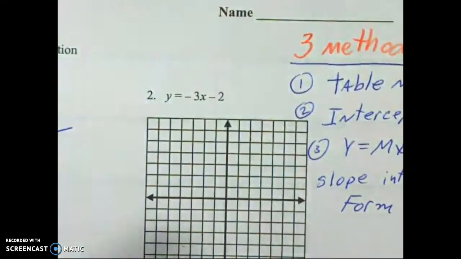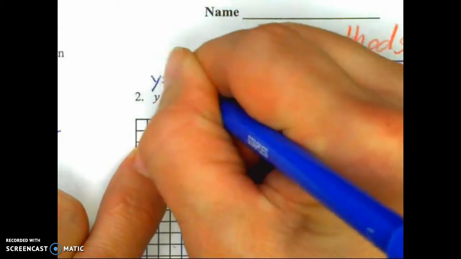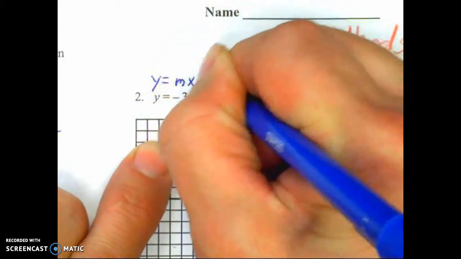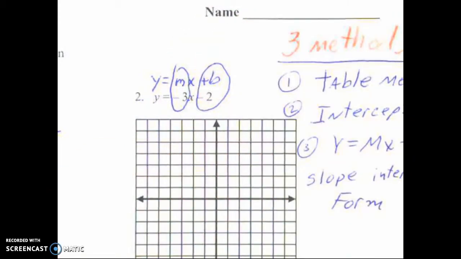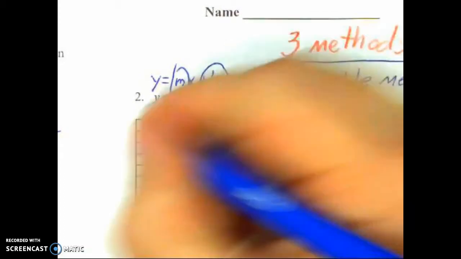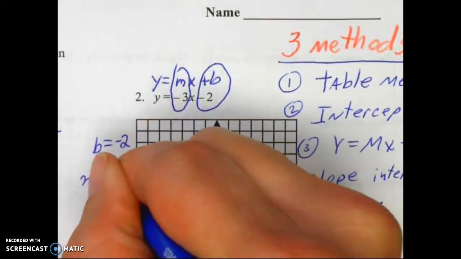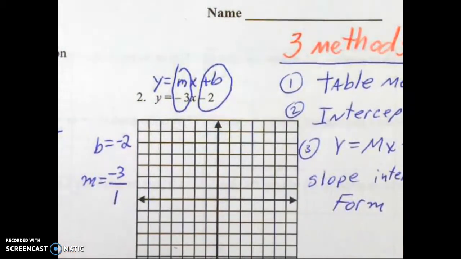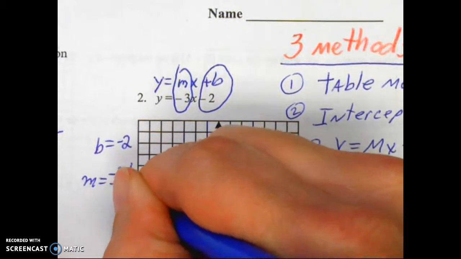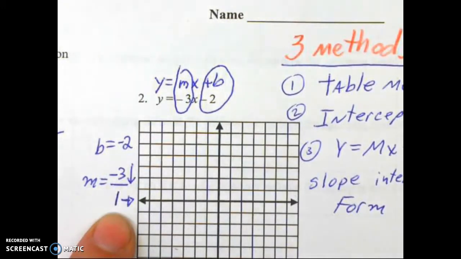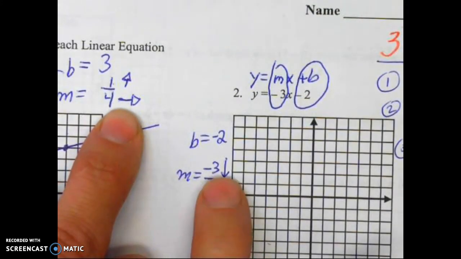All right, number 2. Looks like it's also in the y equals mx plus b format. Let's double check: y equals mx plus b. Sure is. There's my slope, -3. There's my y-intercept of -2. So my y-intercept is -2. My slope is, now watch, -3, and I'm going to put it over a 1. You see how I put it over a 1? Because it's negative, it's going to go down, but still goes over. You see how it goes in the same direction as the positive? The negative should only apply to the top.